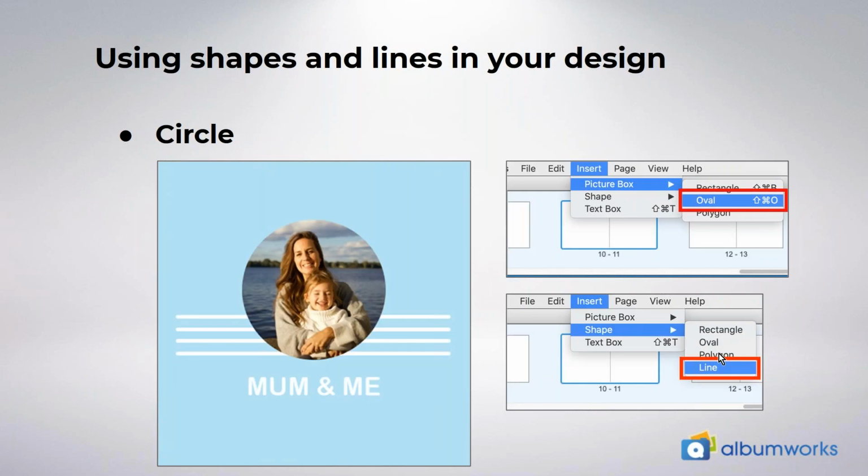Here's an example of a circle picture box. In the top menu bar, you select Insert, then select an oval-shaped picture box. In this example, I've also used the line tool. After inserting a line, I've duplicated it a few times and spaced them out evenly to create a pattern. Then to finish it off, I chose a rounded font. I've used Arial Rounded there, so it's similar to the lines with its rounded edges.